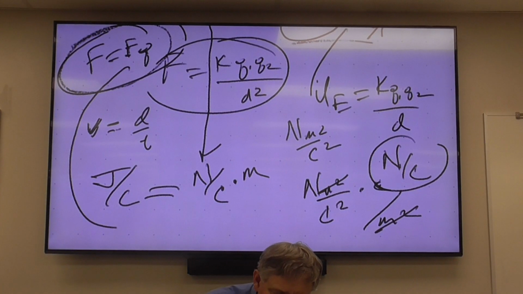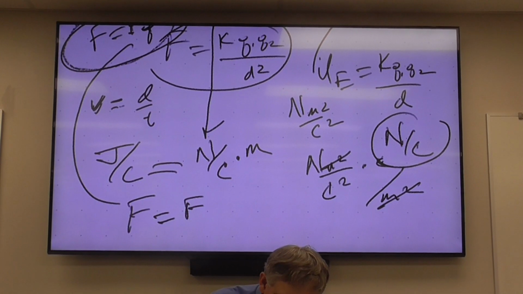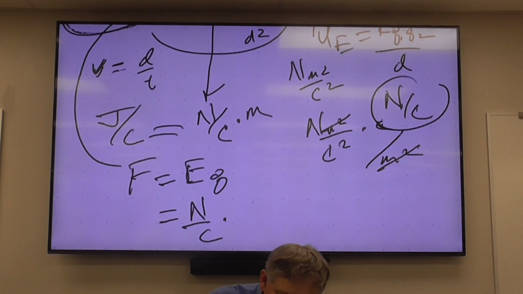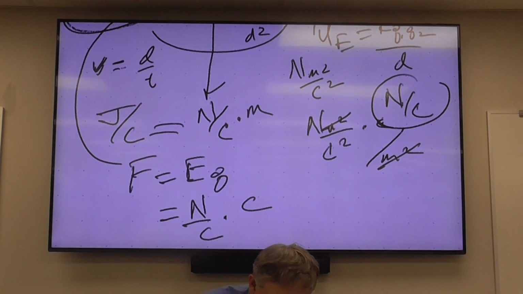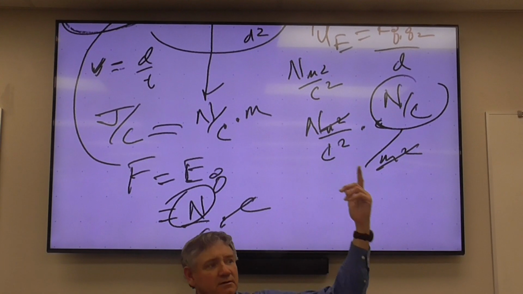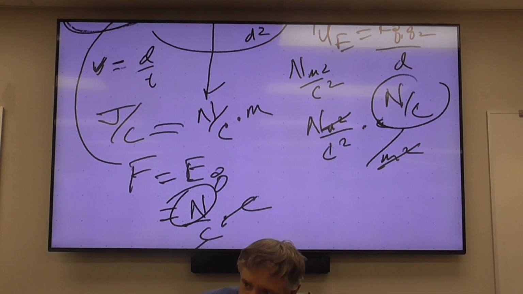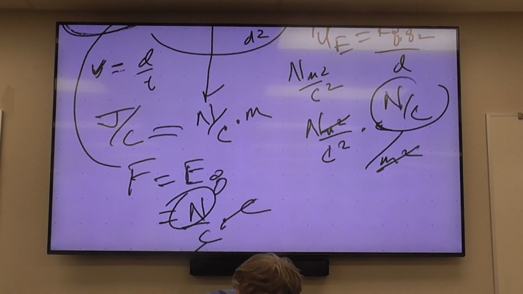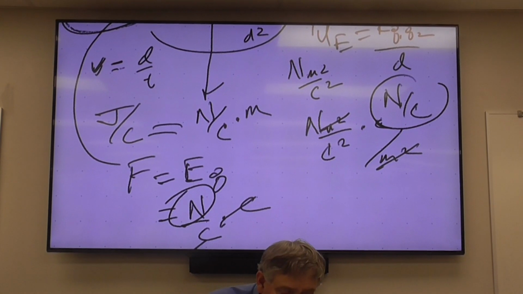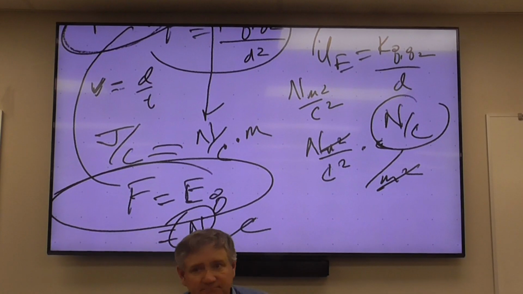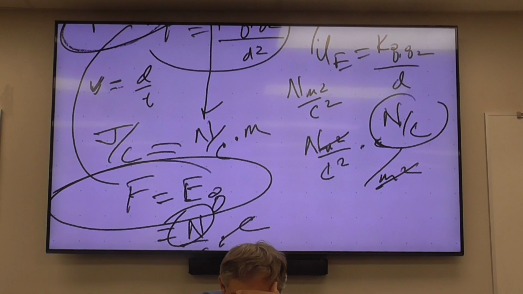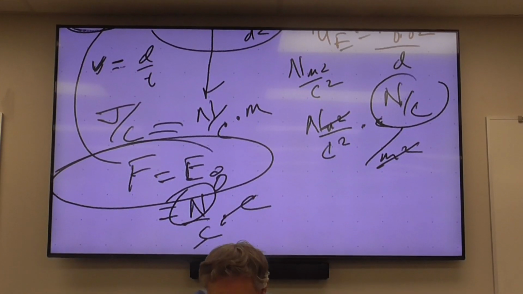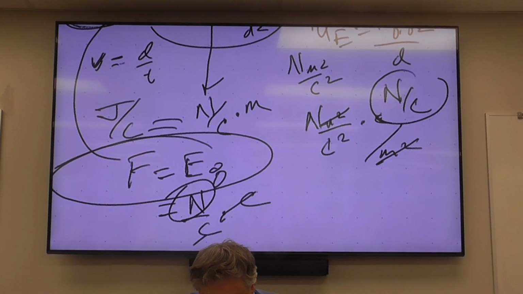If you know your electric field, which is newtons per coulomb, you multiply that by the charge that's in the electric field. The coulombs cancel out and you get newtons, which is what force is measured in. So there are two ways that you can determine force. You can use K Q1 Q2 over D squared, or you can use F equals E Q. Personal preference, depends on what you've got.